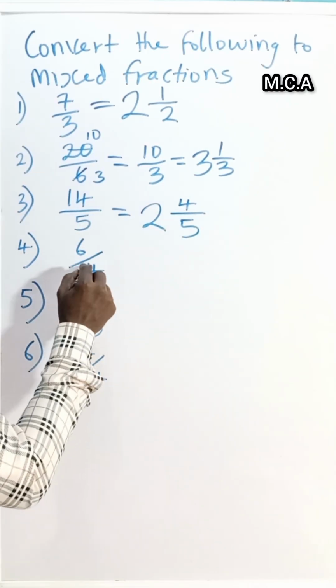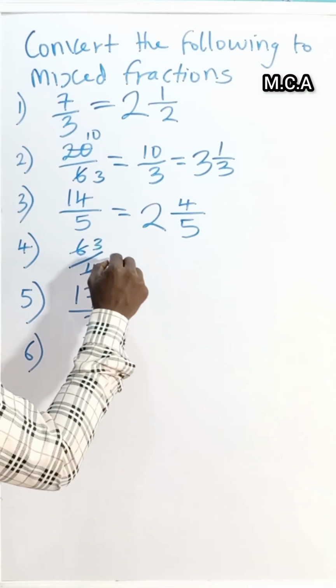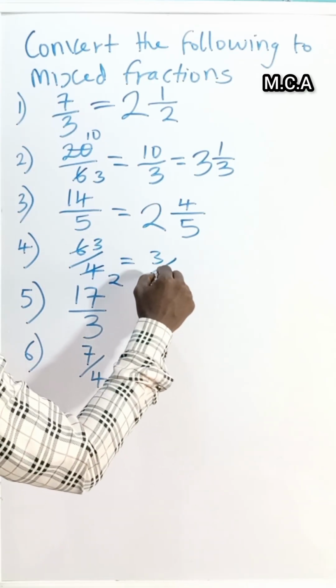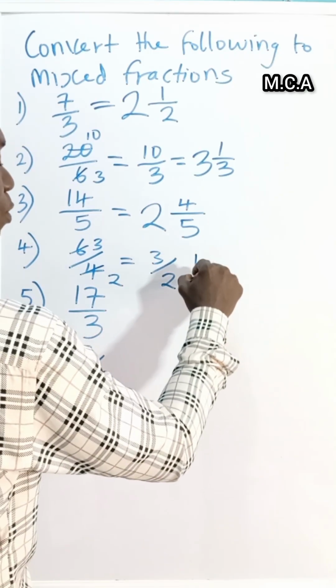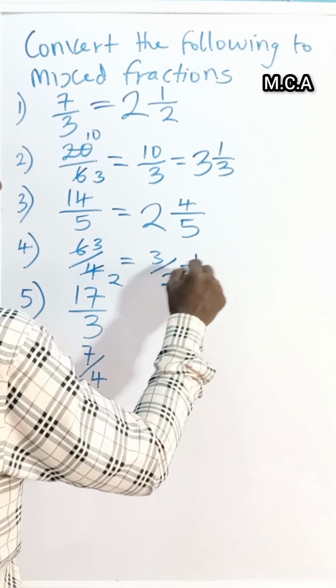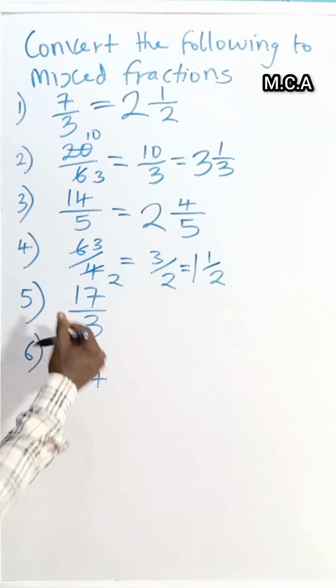Let's go to the next one. We have a common factor here, which is 2. 2 here is 2. 2 here is what? 3. So we have 3 over 2. So how many times can you get 2 from 3? 1. That will give us one whole number, 1 over 2.